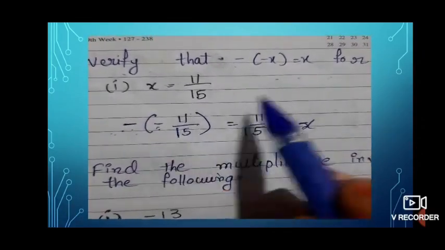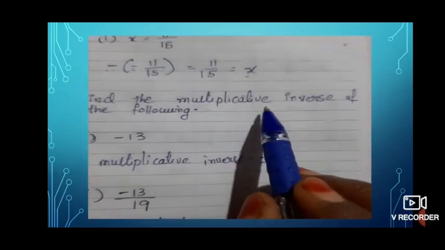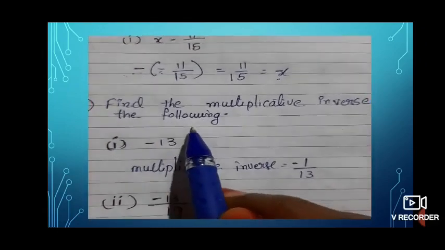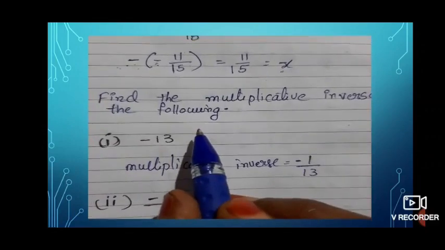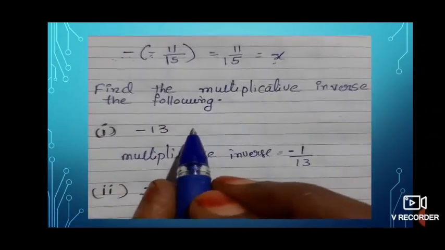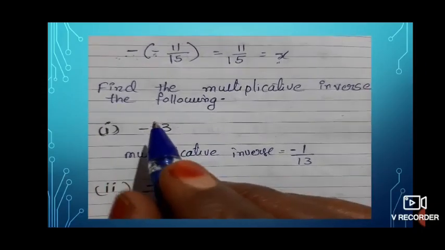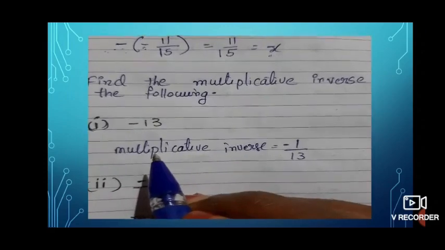So we are getting minus of minus x only, no? That's it. Now find the multiplicative inverse of the following. Multiplicative inverse means there will be no change in the sign. Only the change in numerator and denominator. Numerator will become denominator, denominator will become numerator.